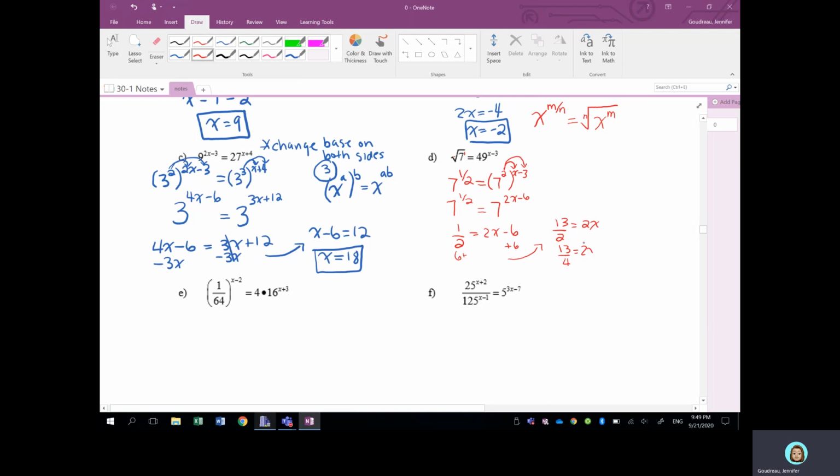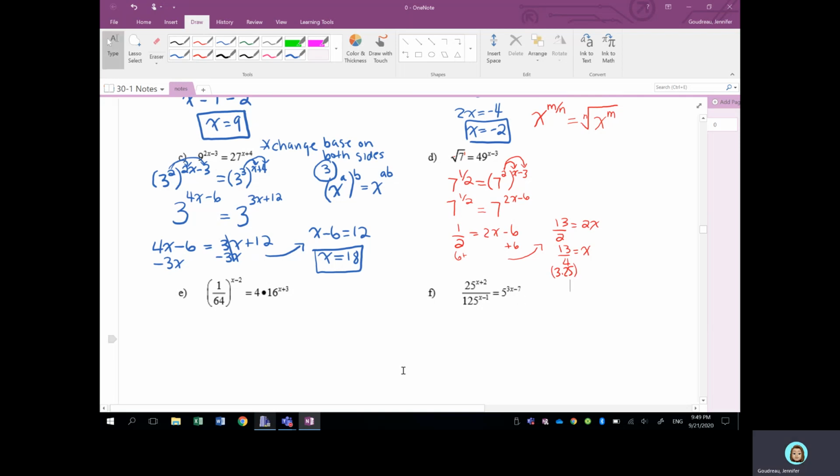Oops, just x over there. You're welcome to do this in decimals as well. I left it in fraction form, but you could also do this just as easily. Call the 13 over 2 6.5, divide both sides by 2, and we get 3.25. So you could do this as a decimal as well.